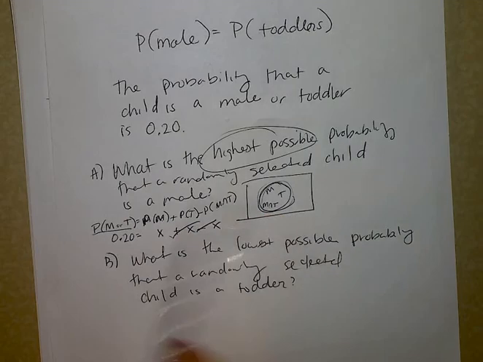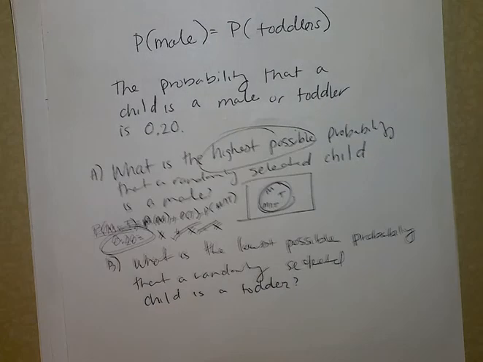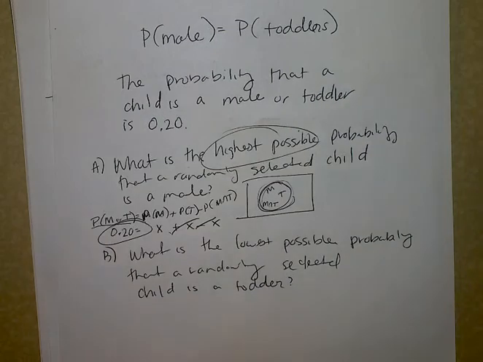So what is the highest possible probability of randomly selecting a child that's a male? What if they would have said, what's the highest possible probability of randomly selecting a toddler? 0.20, good.